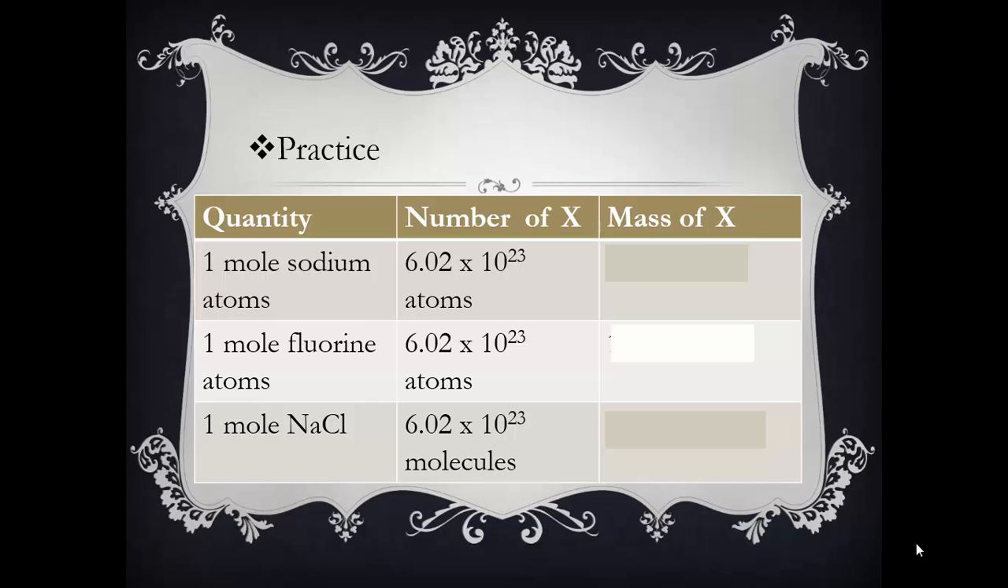Mass using the periodic table. You should know the molar mass of sodium, looking at Na, is 23 grams per mole. Fluorine is around 19. And if you add up sodium chloride, you get 58.5 grams per mole.